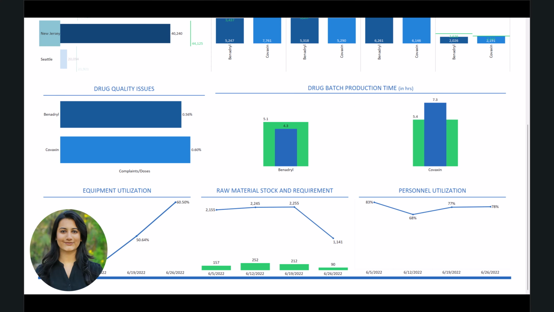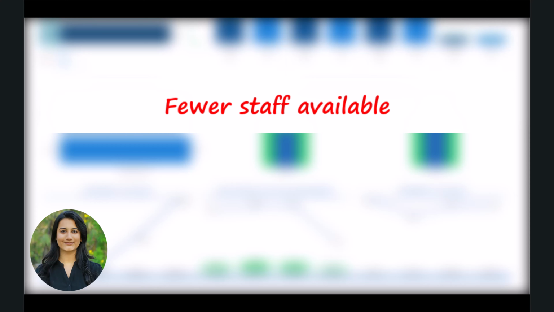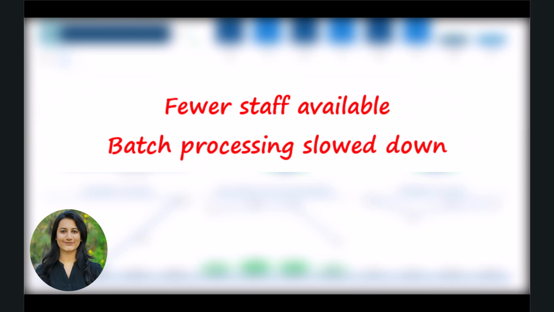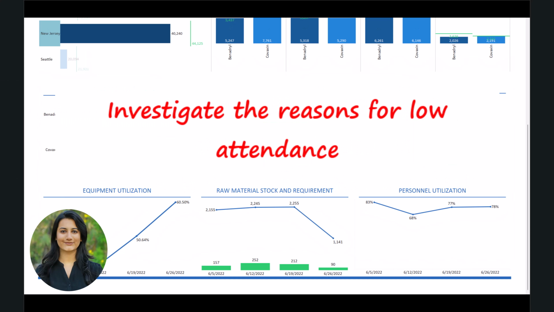To understand why, we'll look at the personnel utilization for the same period. We notice a clear dip in attendance during the week of June 12th. With fewer staff available, batch processing slowed down, leading to the production shortfall we saw earlier. Teams can now investigate the reasons for low attendance during this period and take steps to ensure it doesn't affect production in the future.